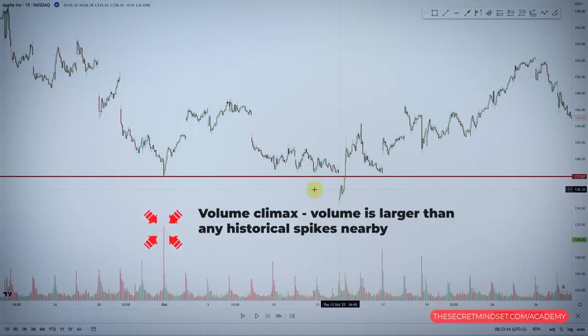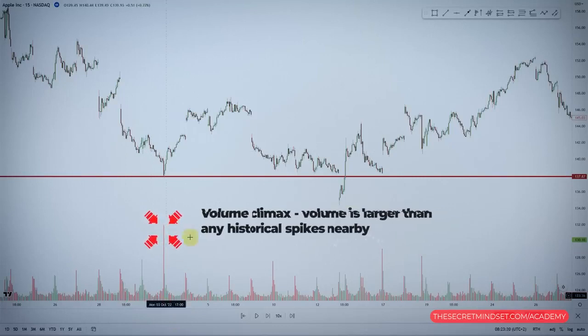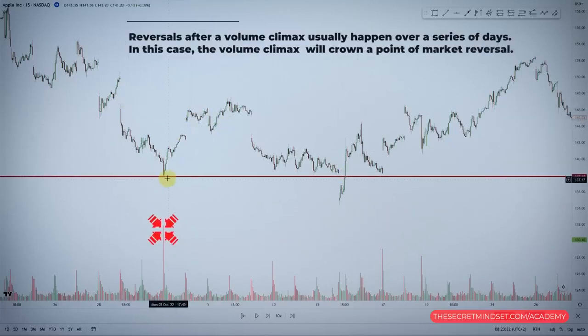Massive volume spikes are often seen during fundamental announcements on a daily basis. Reversals, however, happen not over a single day, but over a series of days. If higher than average volume stays in the market for several days, a huge volume spike, a volume climax, will crown a point of market reversal.